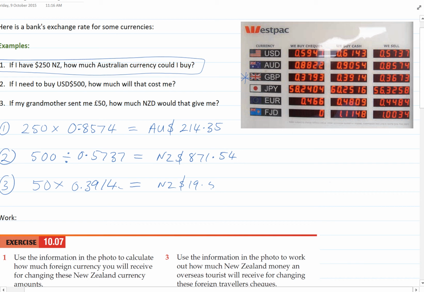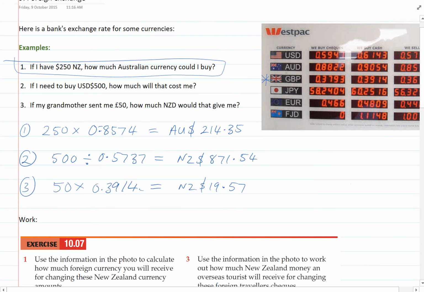Okay, so just in summary, if you're buying overseas currency and you've got a set NZ amount, you're going to be timesing it. If you're buying a set amount of foreign currency, and you need to know how many New Zealand dollars, you're going to be dividing it. And if you're selling a foreign currency, then you're going to be timesing it.